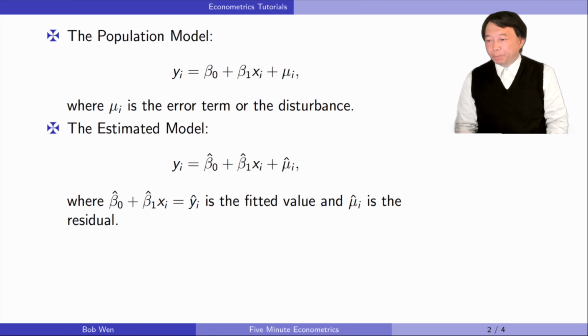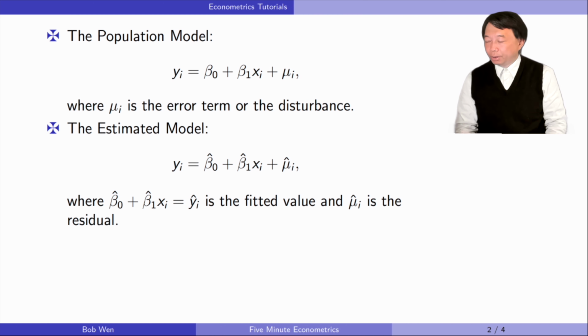We can also express the observation in terms of its fitted value and residual as y_i equals beta 0 hat plus beta 1 hat times x_i plus mu_i hat. The former is the population model, while the latter is the estimated model.